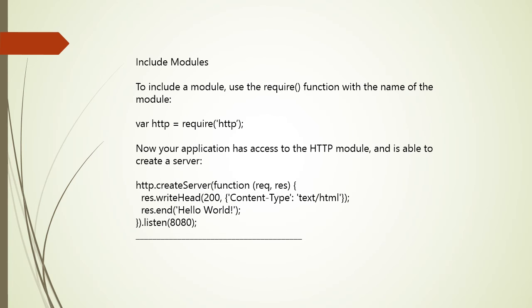To include a module, use the require function with the name of the module. For example, var http = require('http'). Now your application has access to the HTTP module and it is able to create a server. For example, if we want to create a server, we use the function this way: http.createServer(function (request, response) { response.writeHead(200, {'Content-Type': 'text/html'}); response.end('Hello World!'); }).listen(8080). It will produce the output Hello World in your browser.